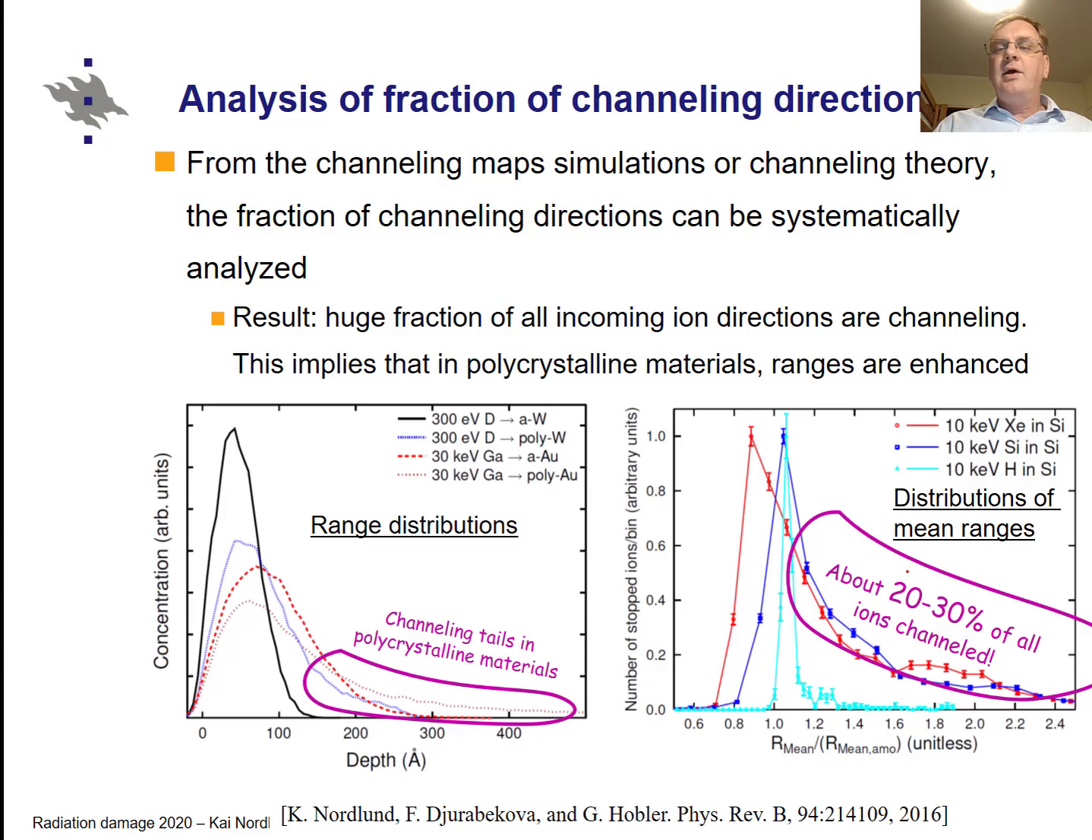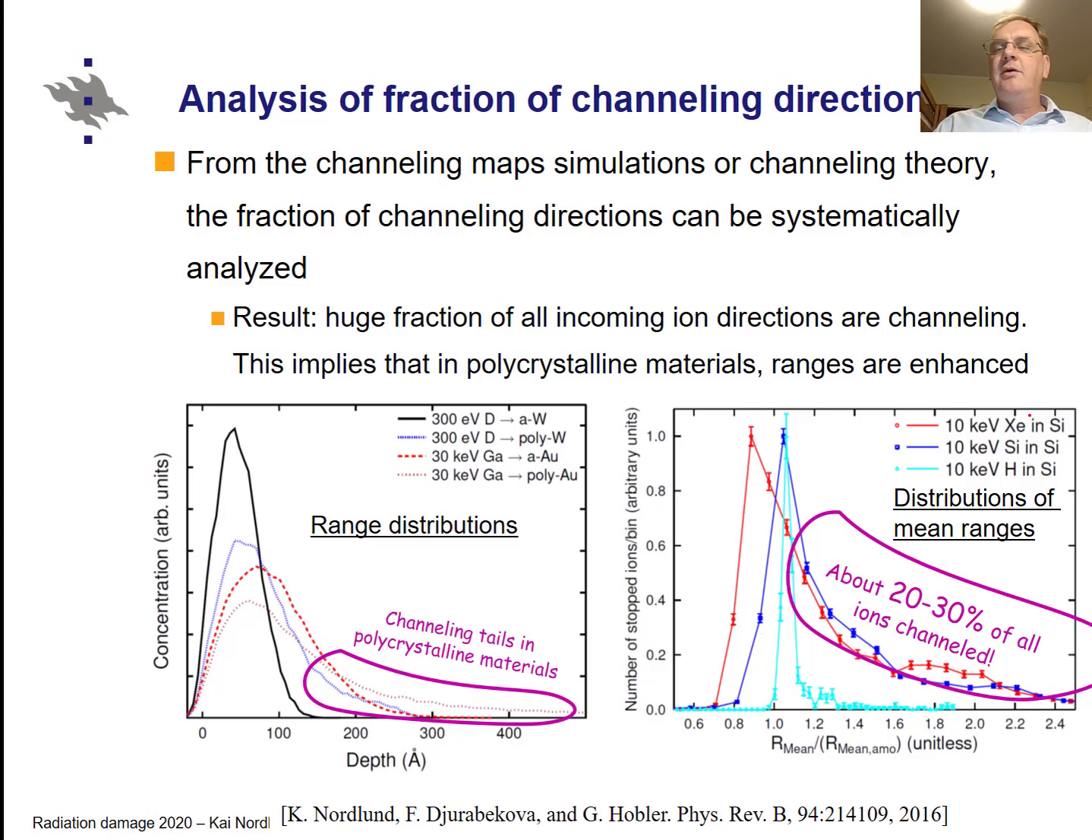And this is another way of looking at it, putting the distribution of mean ranges. This is for silicon, 10 keV xenon in silicon, and hydrogen in silicon. You see that for hydrogen, there is almost only weak channeling. This is plotting the mean range compared to the mean range in an amorphous material. So if this is 1, there would be no channeling. So you see for 10 keV hydrogen in silicon, there's practically no channeling.